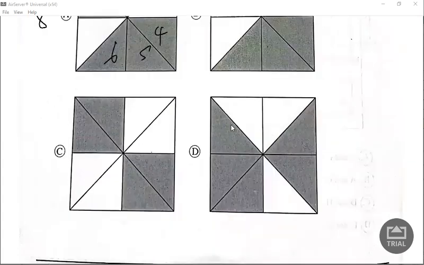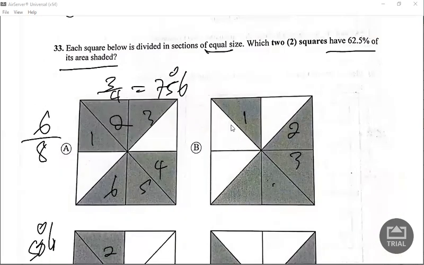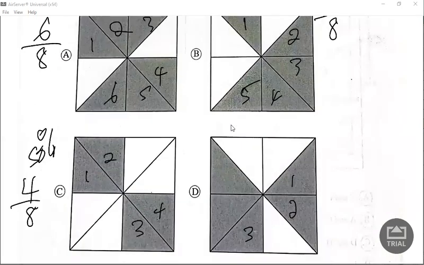C, now we have 1, 2, 3, 4. So it's 4 out of 8. That is 50%. So it has to be the other two. Let's see. So we have 1, 2, 3, 4, 5. So it's 5 out of 8. And 1, 2, 3, 4, 5 out of 8 also. So these two will be our answer, E and B.